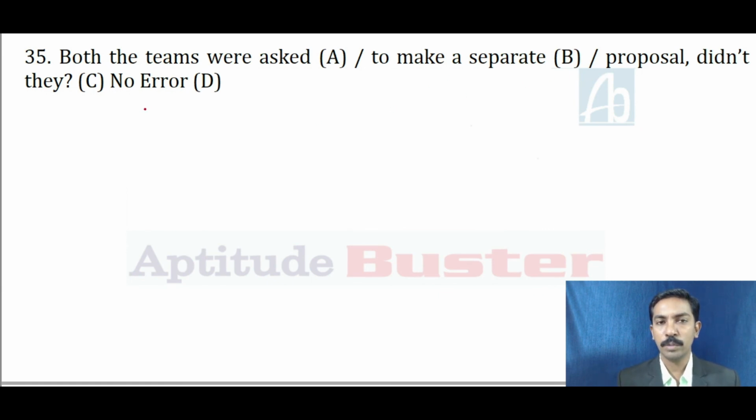When you have a spotting error question with a question tag attached to it, preferably you pay attention to the question tag segment, because that is where most likely the error would lie. In this case, the error lies in C segment. If you apply the rule, you would understand the correction as well. Both the teams were asked to make a separate proposal. The sentence is positive, therefore the tag should be negative. Apply the second rule. When you have auxiliary forms like is, was, were, the tag should be created using the same form. So instead of didn't, it should be weren't they.